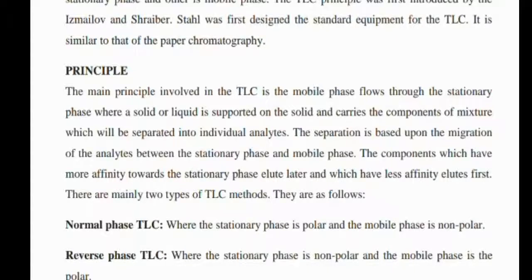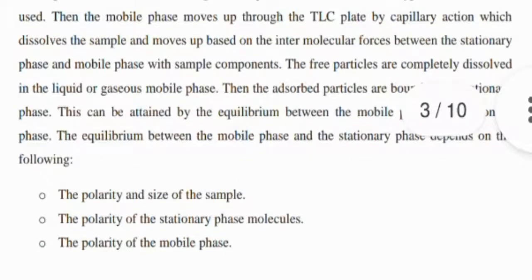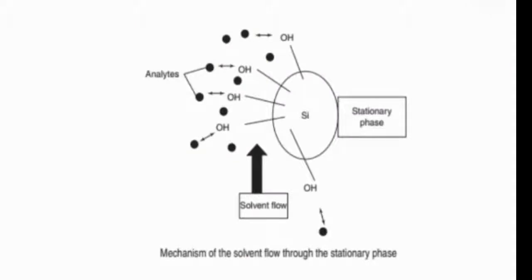There are mainly two types of TLC. They include normal phase TLC, where the stationary phase is polar and the mobile phase is non-polar, and reverse phase, in which the stationary phase is non-polar and the mobile phase is polar. The equilibrium between the mobile phase and the stationary phase depends on the following: the polarity and the size of the sample, the polarity of the stationary phase molecules, and the polarity of the mobile phase. You can see here in the picture the mechanism of the solvent flow through the stationary phase.